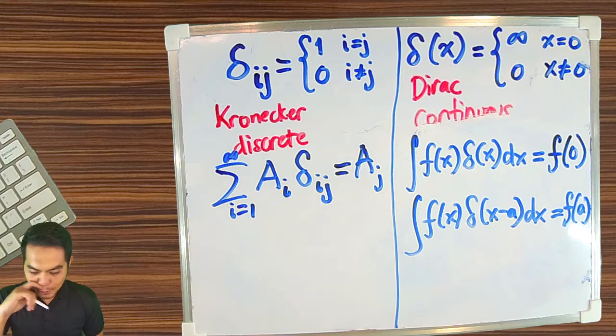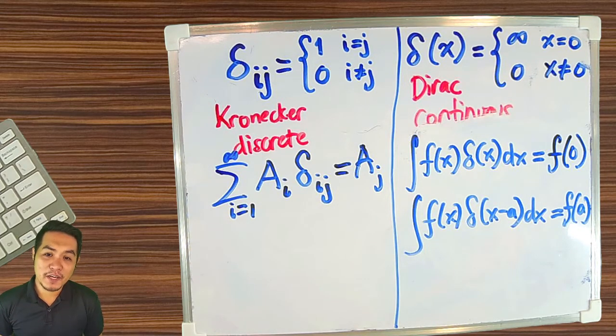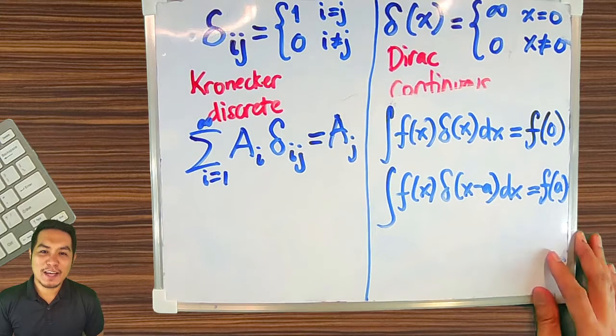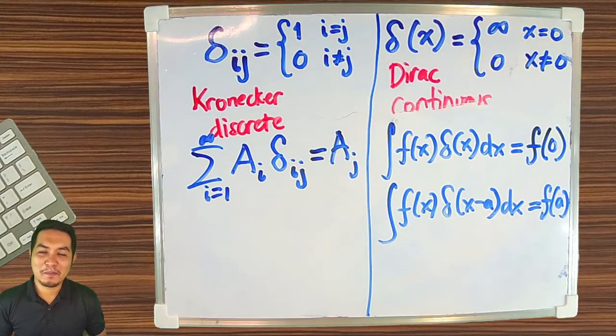That's what happens when you have delta functions in your summations and in your integrals. Your life actually becomes much easier. So don't be afraid of a delta function whenever you see one, because the delta function is a helper. It helps you in your summations. It helps you in your integrations.